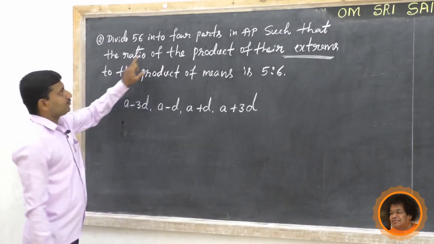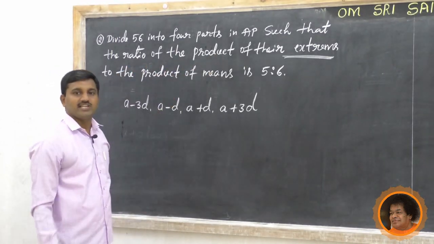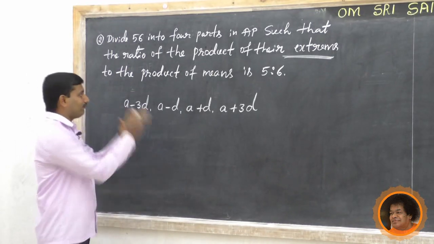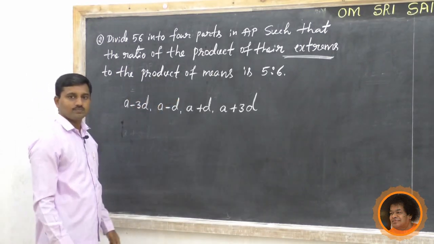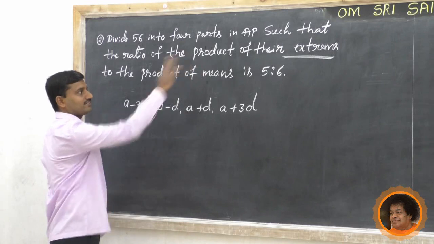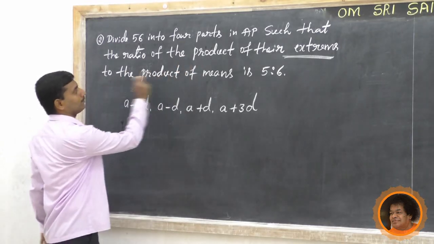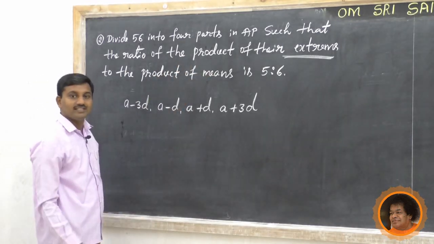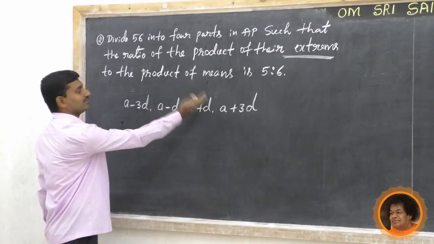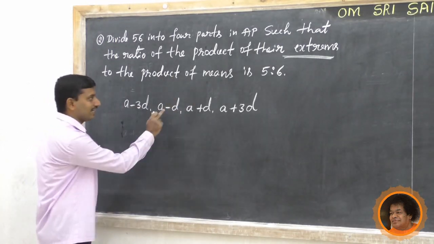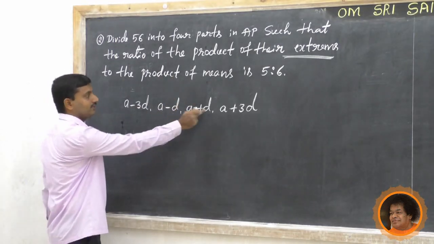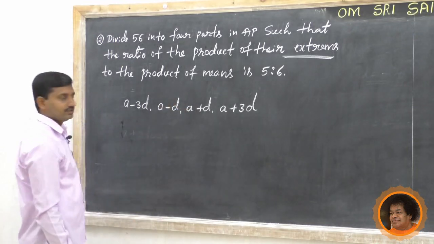The ratio of the product of their extremes. Extremes means the product of the first and the last term, or the first and the fourth term. And the product of the means, that is the product of the second and the third term. So here the second term is a minus d and the third term is a plus d.